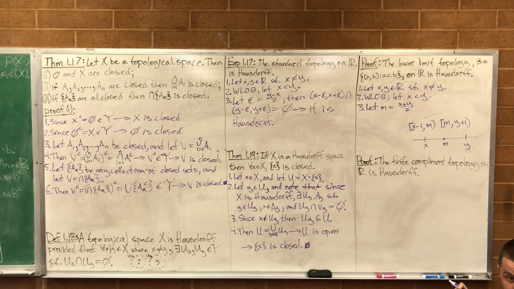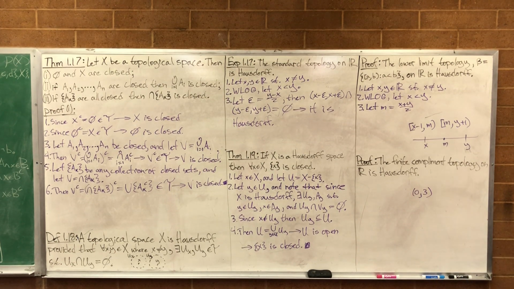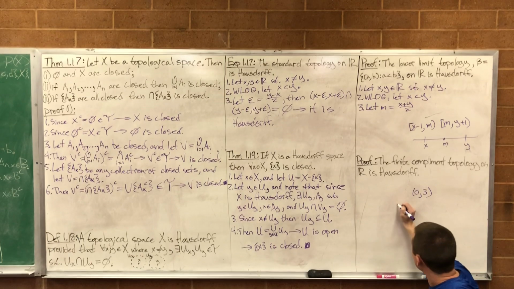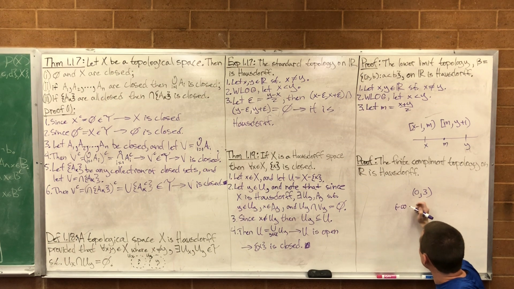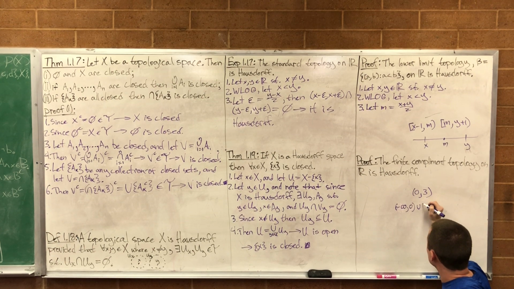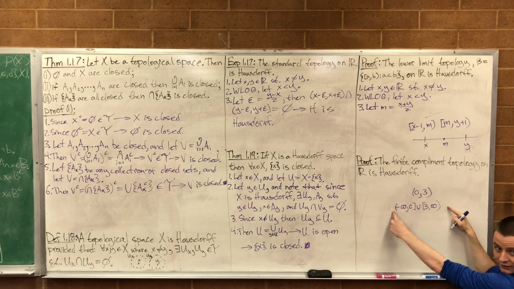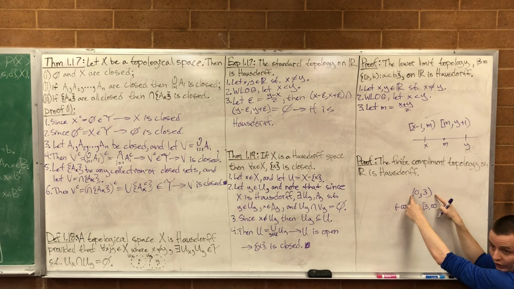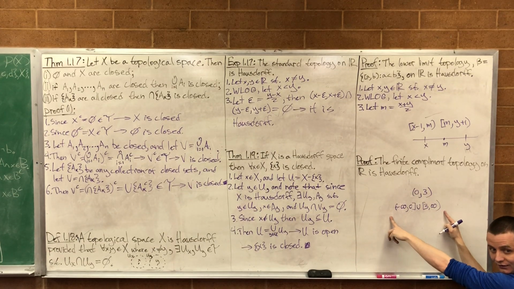So let's look at an example of something that's open on this. 0 to 3 is open, right? No, not by a mile. What's the complement of this thing? A lot of numbers. Negative infinity to 0, 0 included, union 3 to infinity. Is this set finite? No, so this set is not open. A set is open if and only if its complement is finite.